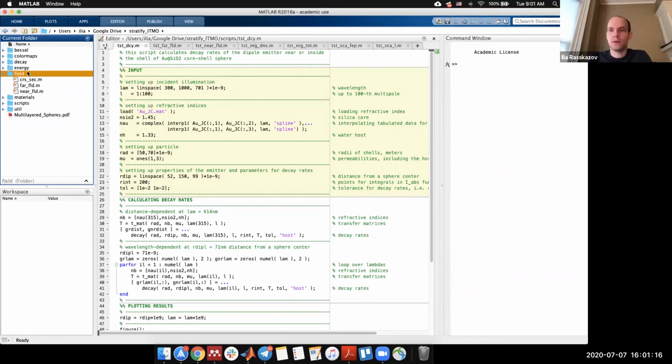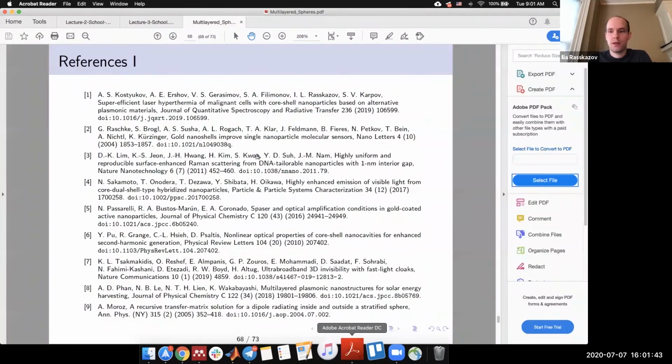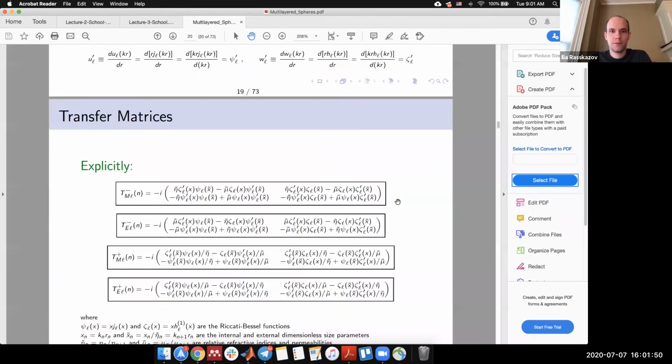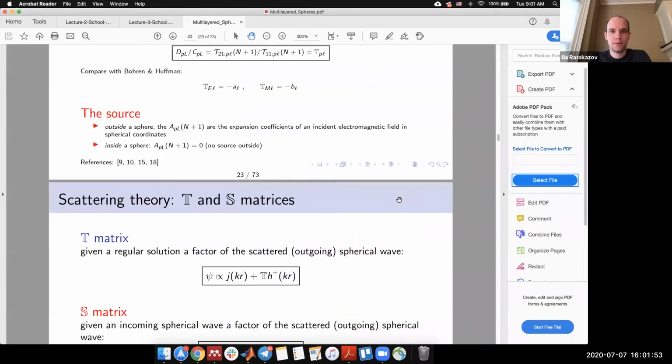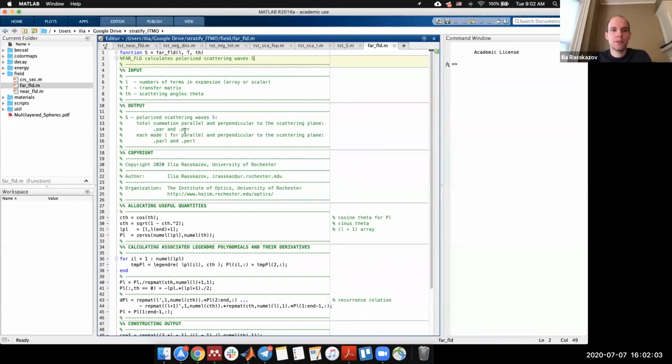Next, field. This folder is for calculating field characteristics for far fields, which are cross sections: absorption cross section, extinction cross section, scattering cross section. Far fields means that it is for polarized scattering waves S, which, if you recall from the lecture, are these guys, as parallel and as perpendicular.